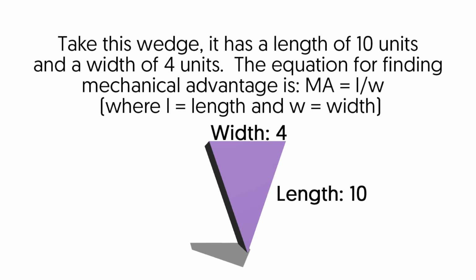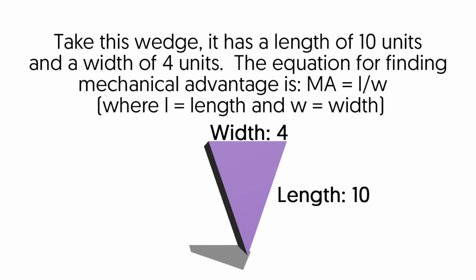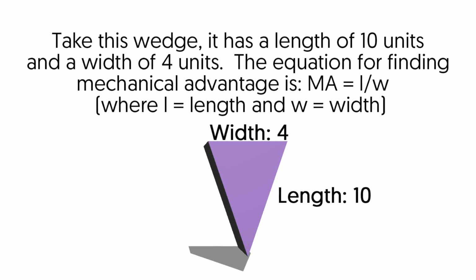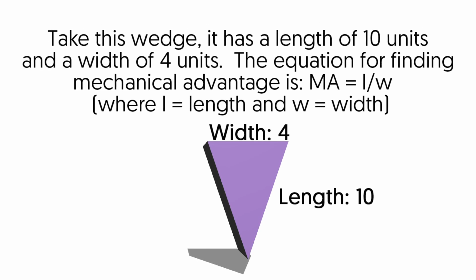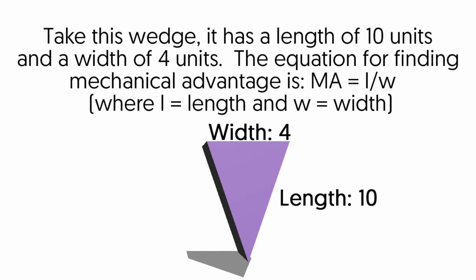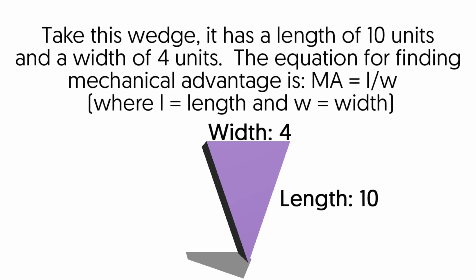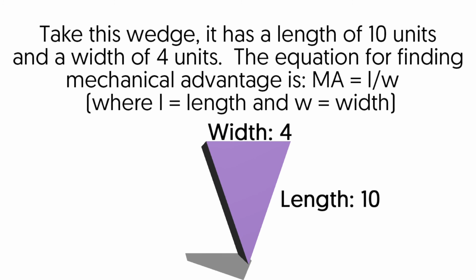Take, for example, this wedge. It has a length of 10 units and a width of 4 units. The equation for finding mechanical advantage is MA is equal to L over W, where L is equal to length and W is equal to width. So in this case, we divide 10 by 4, which equals 2.5. The mechanical advantage is 2.5.